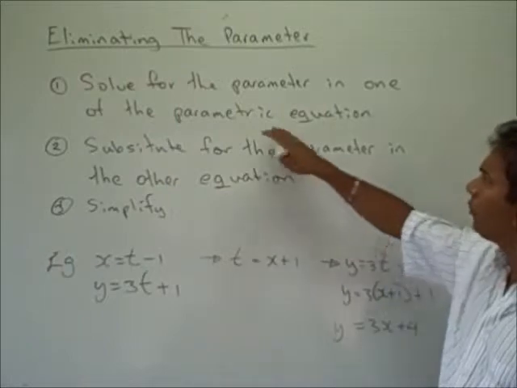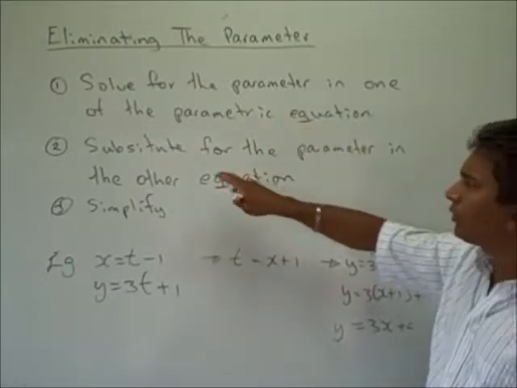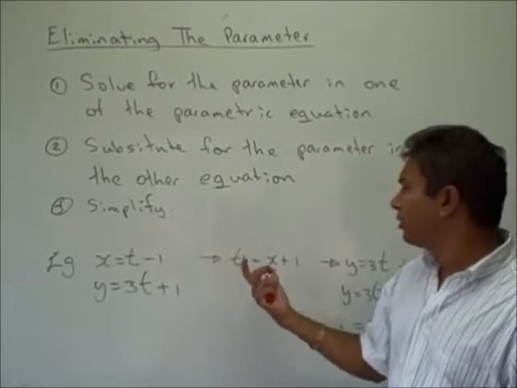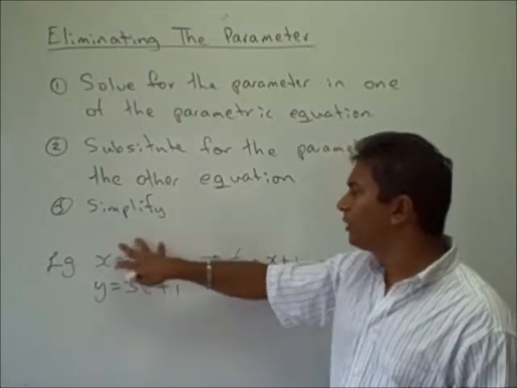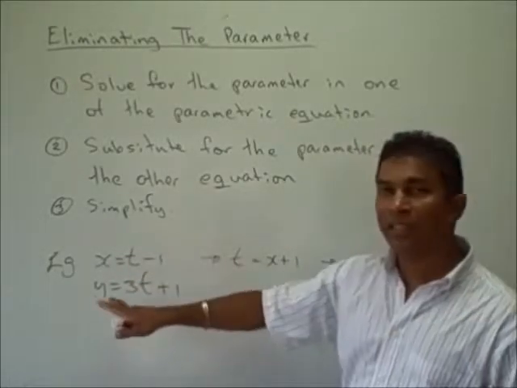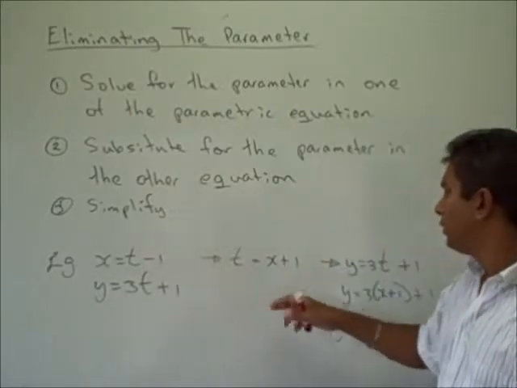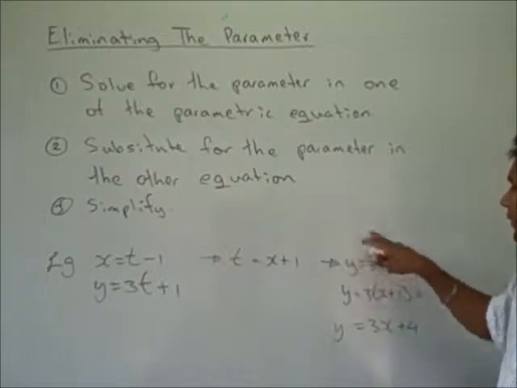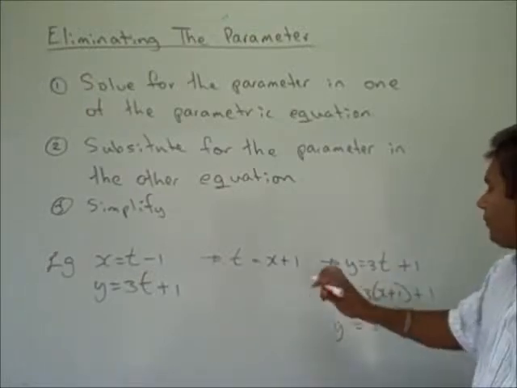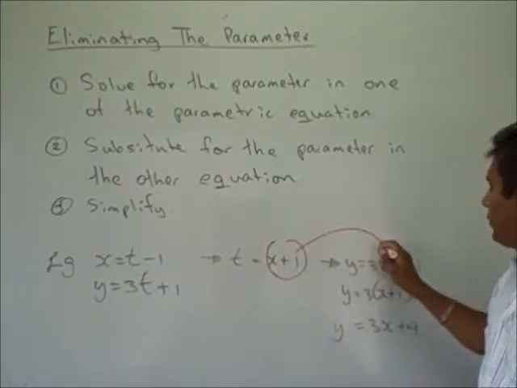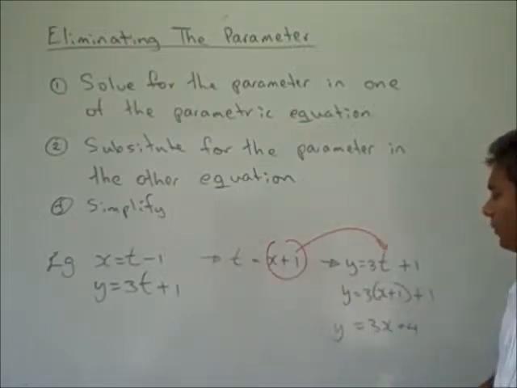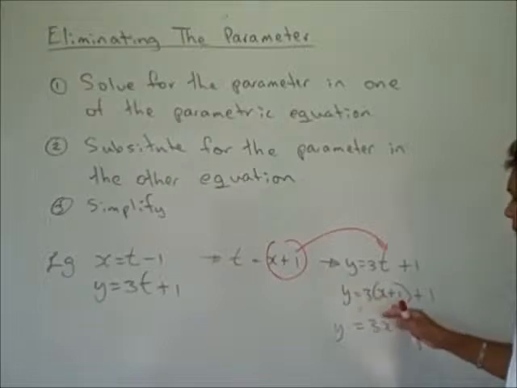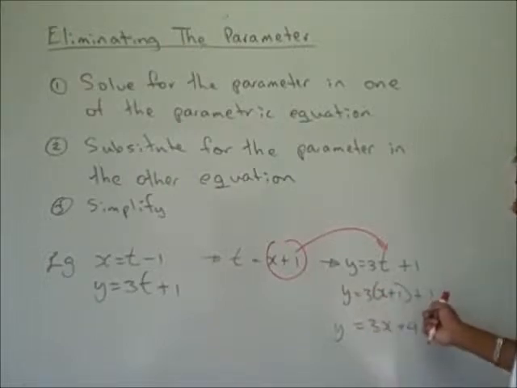Now after we have solved for the parameter, we need to substitute for the parameter in the other equation. So we solved for t in the first equation, we're going to substitute for t in the second equation. So we have y is equal to 3t plus 1. We're going to replace the t with x plus 1, since we know that t is equal to x plus 1. So we have 3 times (x plus 1) plus 1.